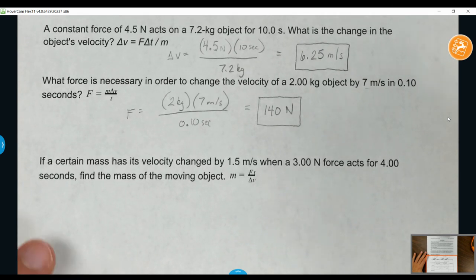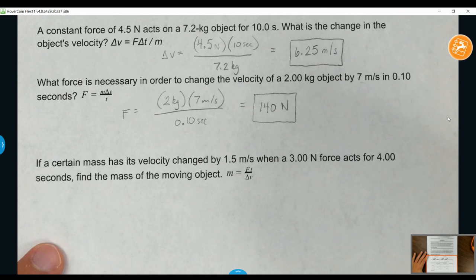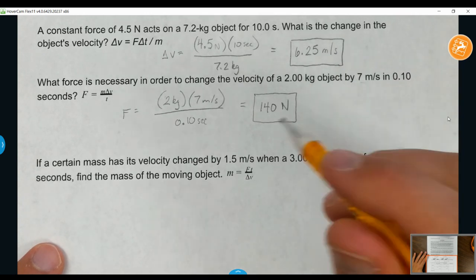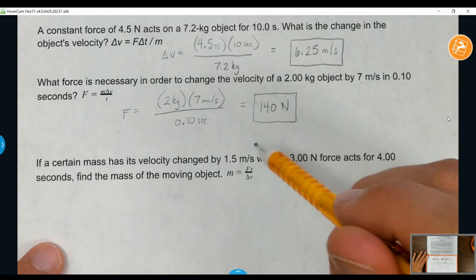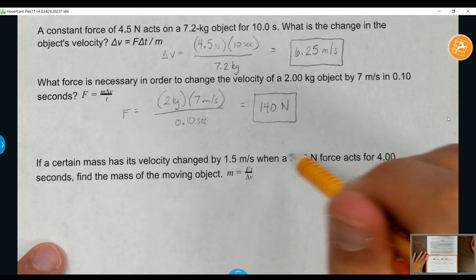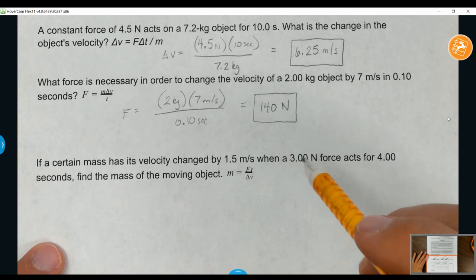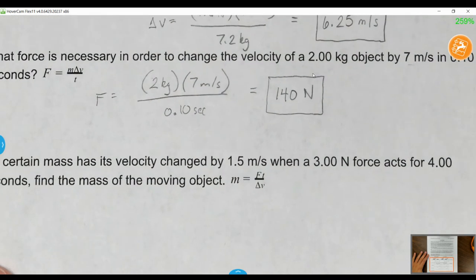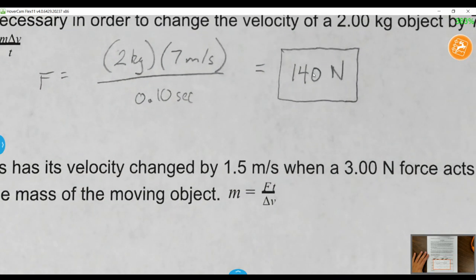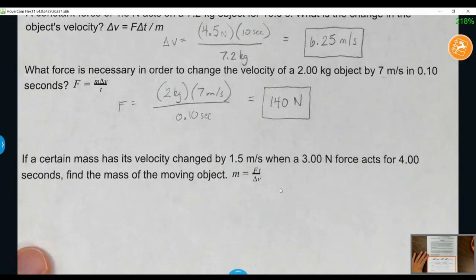And the last one, on the mass of this object, if the velocity of it changed by 1.5 meters per second when a 3 newton force acted on it for 4 seconds. So the equation here is a little small. Force times time divided by your change of velocity.